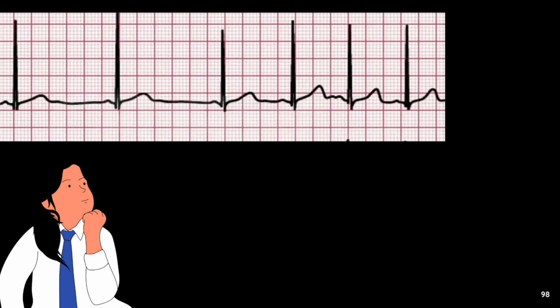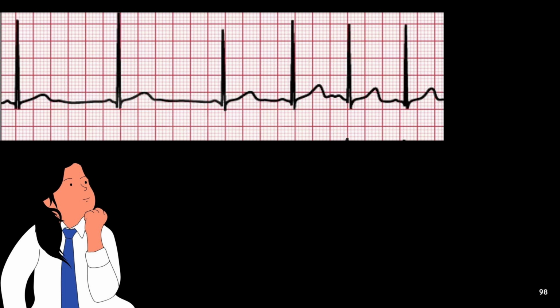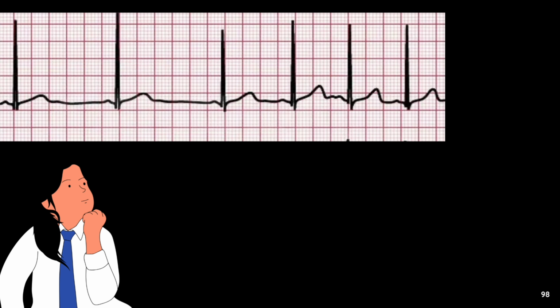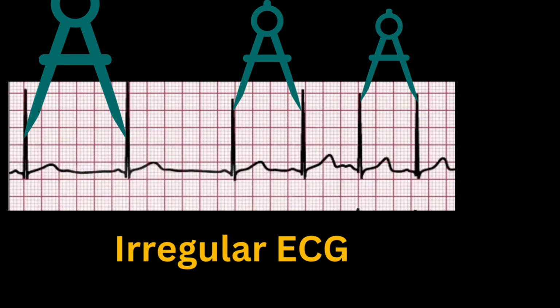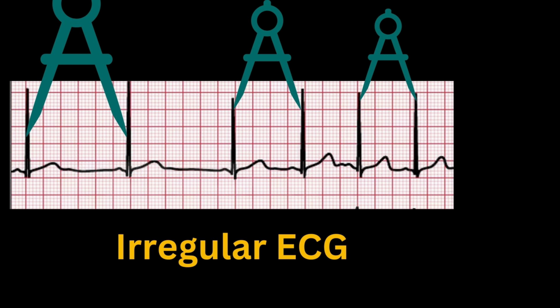Now if you look at this ECG and measure it with calipers or by simply looking at it, you can easily tell that this distance is small and the distance between this QRS complex and this QRS complex is bigger. So it is an irregular ECG. So in this video, we talked about rate and regularity. In the next video, we'll discuss how you write down the interpretation.